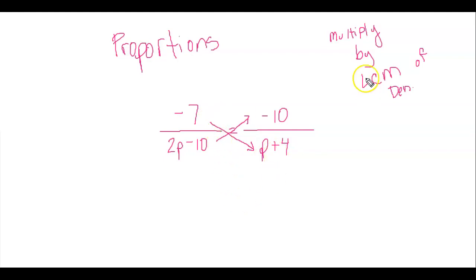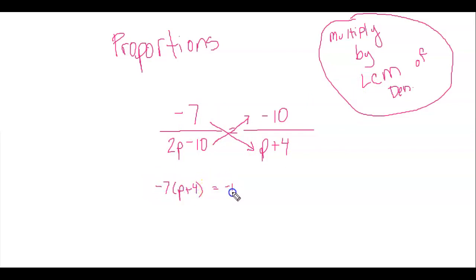Now, the way we do that is to multiply by the LCM of the denominators. It just so happens that in proportions, that's cross multiplying. That's kind of been this trick that people were taught, and they said, well, that's how you fix this problem. But what you're really doing is multiplying by the LCM. So I end up with -7 times p plus 4 is equal to -10 times 2p minus 10. And then I no longer have rational expressions.